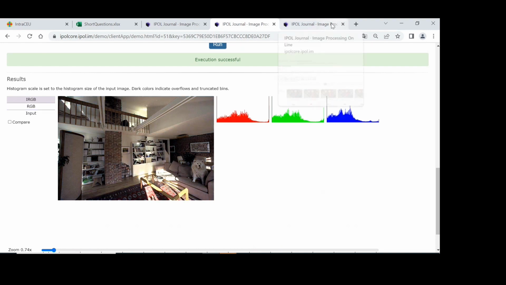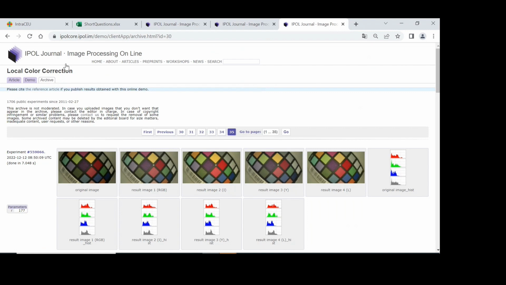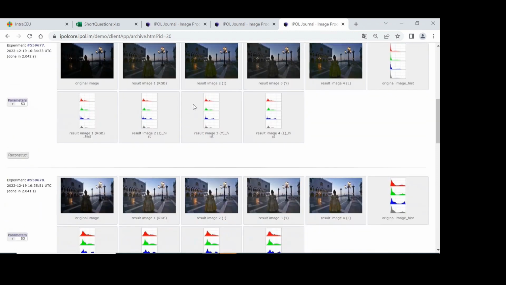And you can play with this other one too. This is called local color correction. It does kind of similar stuff, but now locally, which we haven't seen yet. But you see, for instance, this is the input, and this is the output. The input again is very dark, and in the output we see much better detail. So look at this building here, where we seldom see anything in the input.